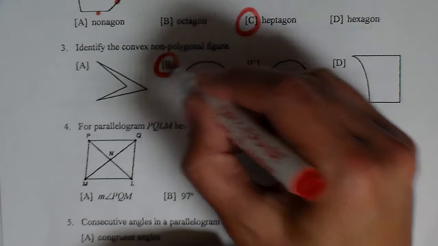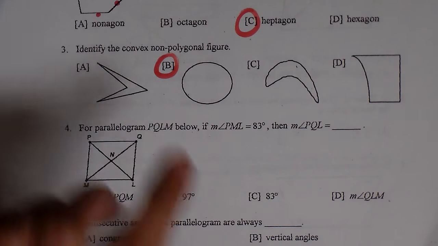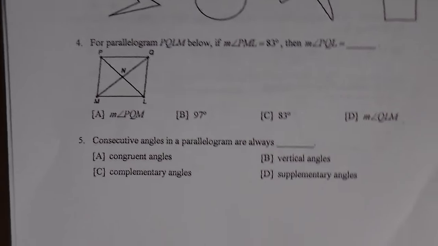Number 3, identify the convex non-polygonal figure. That would be B. We talk about concave and convex in relationship to polygons only in geometry, but when you get into physics and upper level courses in engineering, they start talking about like your glasses, convex and concave lenses, and that's where you'll actually see some curves because they're created by a series of polygons that create curves. So that's B, but don't worry about that. That's not going to be on your test.